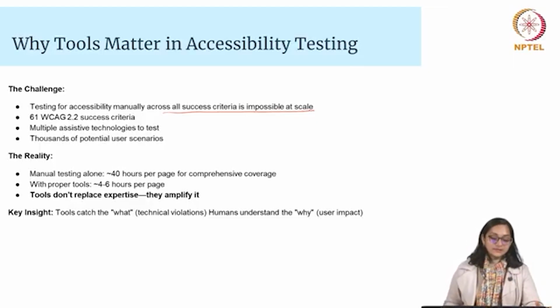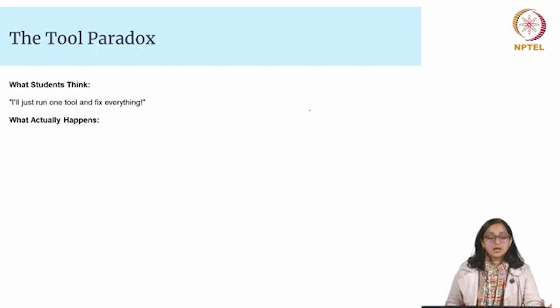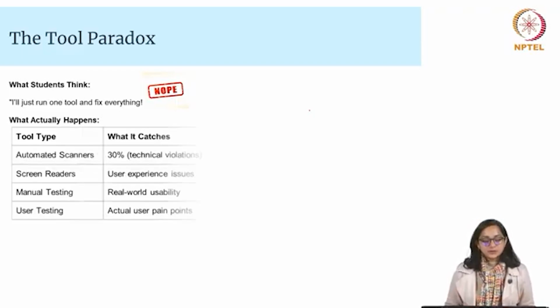The key insight is that tools catch the what, the technical violations primarily, and humans understand the why, the user impact that the violation would create. What students or professionals often think is that maybe I'll just run one tool and fix everything. However, this is not true. Particularly for accessibility, as we have reiterated, one tool may not be sufficient.